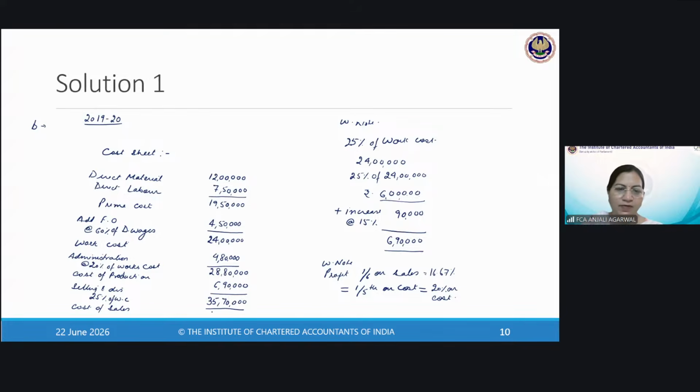Now, 1/5 profit becomes 35 lakh 70,000 into 20%, which comes out to be 7 lakh 14,000. So when you add this profit, your total sales will be 42 lakhs 84,000 rupees, right? Any questions?